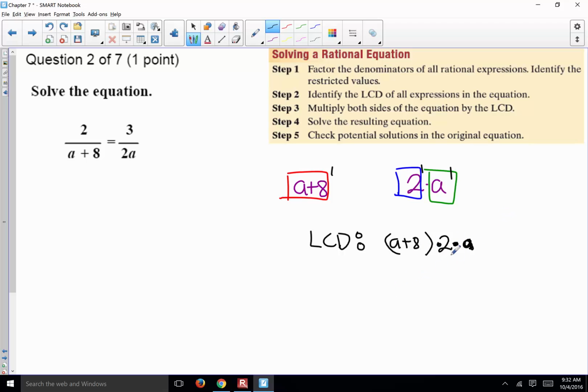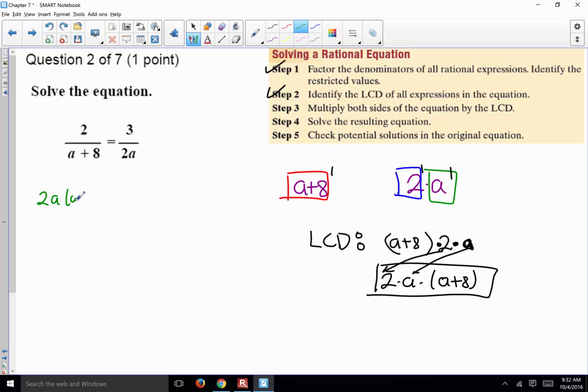I like 2a in front, so if you don't mind, I'm going to put it that way. I'm going to reorder these like that. Is it okay? Can I reorder these, 2 in front and a in front? I like parentheses later always. So we identified step 1 and step 2. We identified the bullet. This is your bullet. Let's put it on both sides. So 2a times a plus 8 going to the left. 2a times a plus 8 going to the right. Right beside these things.